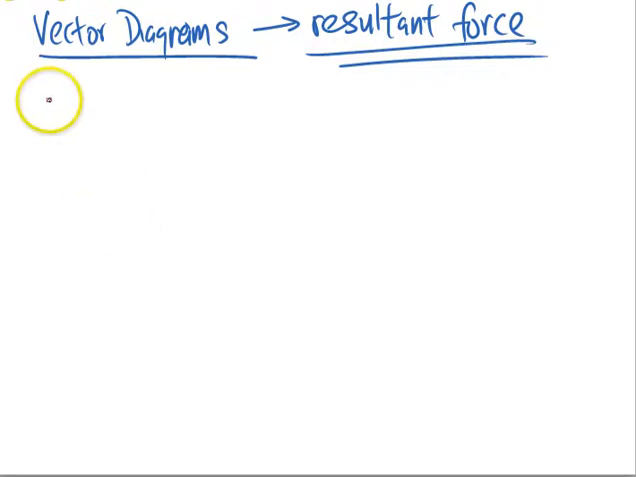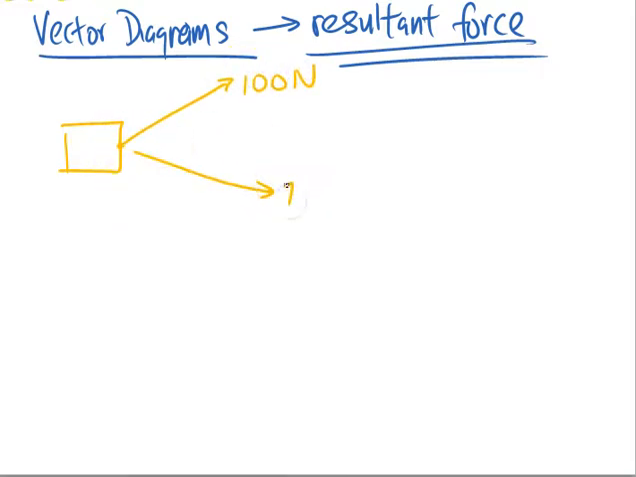So how do we go about drawing vector diagrams? Generally, let's give an example. Maybe I have an object here. At this point I have a rope pulling it at 100 Newtons. I have another rope pulling it here at maybe 200 Newtons. Then I say the angle between them is maybe 50 degrees. So the question is, what is the resultant force?